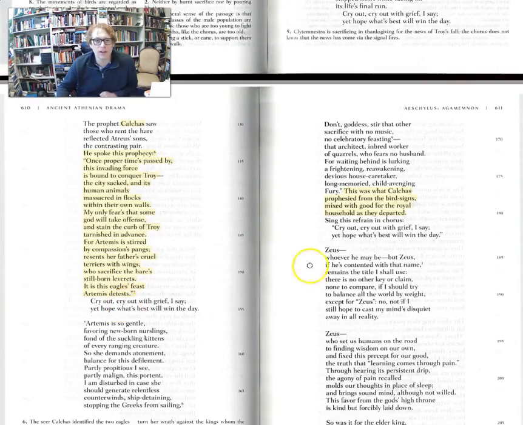This is what Calchas says before they go. So we're jumping through time. We started talking about the end of the Trojan War, which begins the story of the Agamemnon, but now we're getting some more backstory, filling in some gaps that Homer left out, right? This was what Calchas prophesied, jumping over here to line 176. This was what Calchas prophesied from the bird signs, mixed with good for the royal household as they departed. So this is, Priam and Hecuba are in Troy. Paris is sailing back there with Helen right now, and all the Greeks are getting ready to go to the fight, right, as they departed for war.